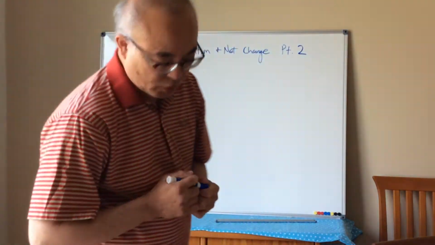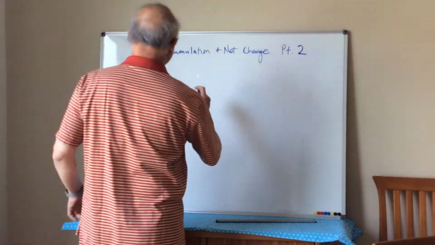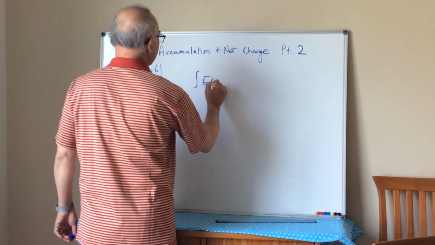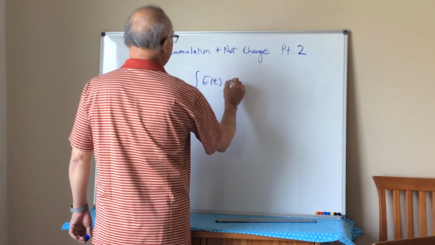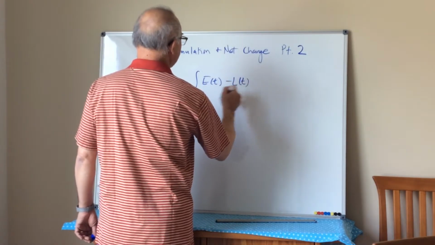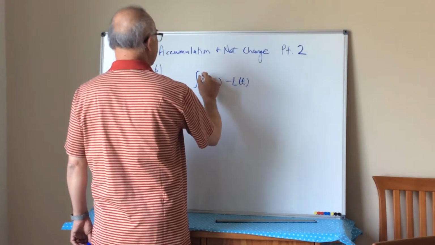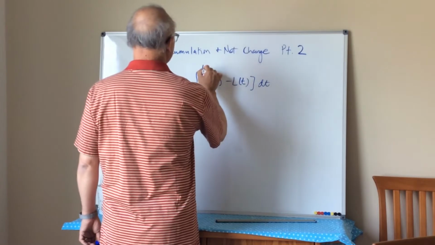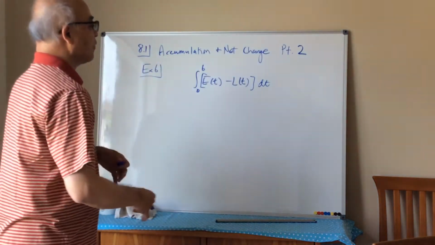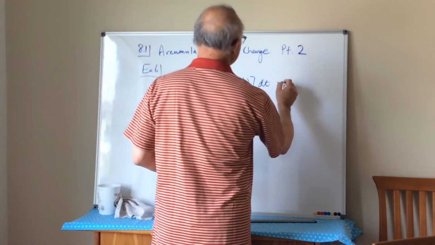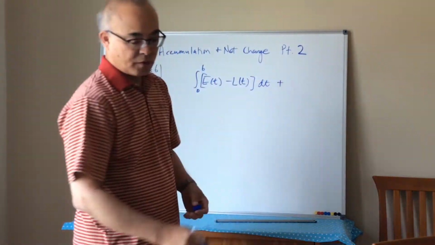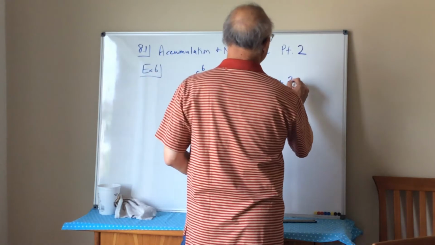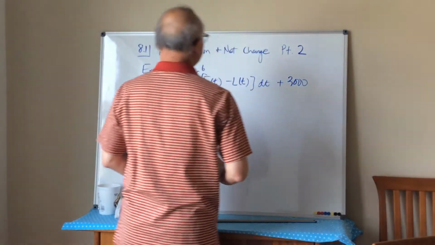So what do we have to find? Basically what we're going to do is E of t, and we're going to subtract the people who leave. These are people who enter, people who leave, right? And we're going to do this from 0 to 6. And then we have to add the initial amount of people. How many people did we start with at noon? We started with 3,000.